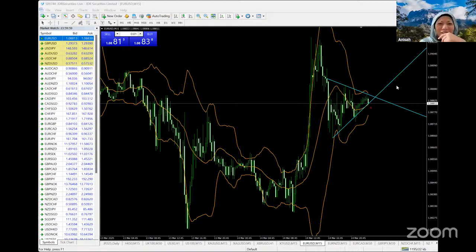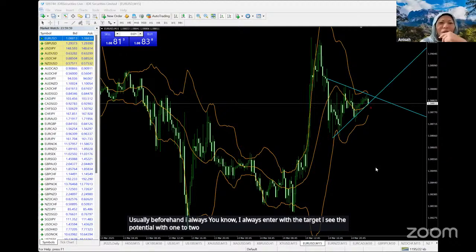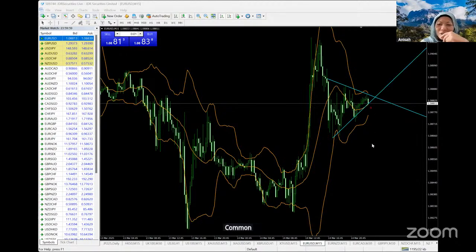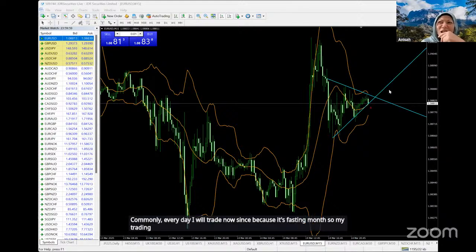Do you aim for any risk to reward, for example 1 to 2? Yes. Usually beforehand, I always enter with a target where I see the potential of 1 to 2. What time do you trade? Commonly I trade every day. Now, because it's the fasting month, my trading hours begin at 9:30 or 10.